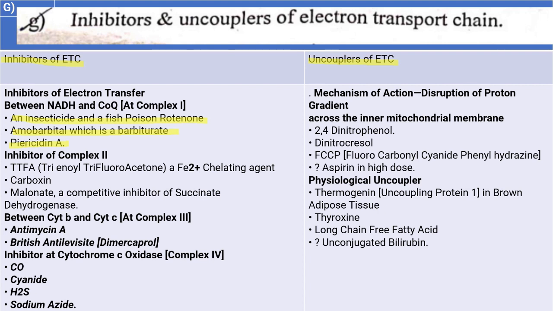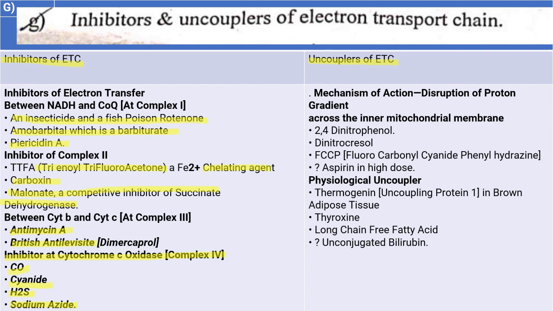What are the inhibitors of complex 2? That is thenoyltrifluoroacetone, which is a ferrous ion chelating agent. Then carboxin and malonate, which is a competitive inhibitor of succinate dehydrogenase. These are the three inhibitors of complex 2. For complex 3, that is between cytochrome b and c, it is antimycin A and British anti-lewisite. Inhibitors of cytochrome c oxidase, that is complex 4, are carbon monoxide, cyanide, hydrogen sulfide, and sodium azide.